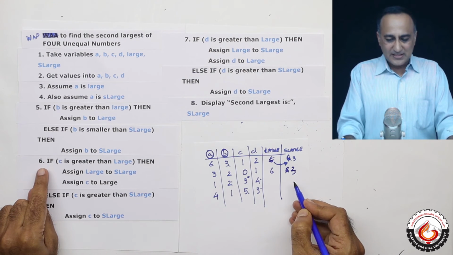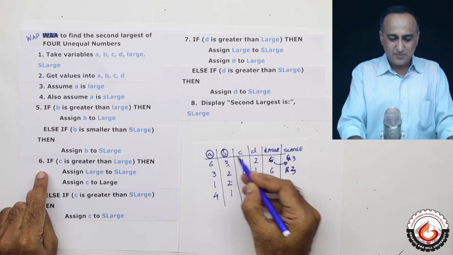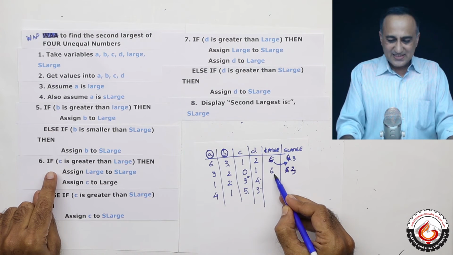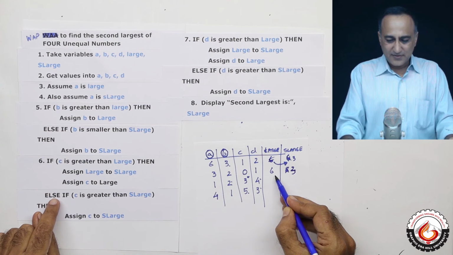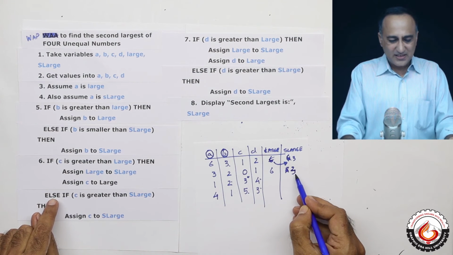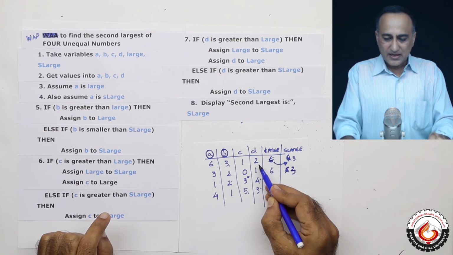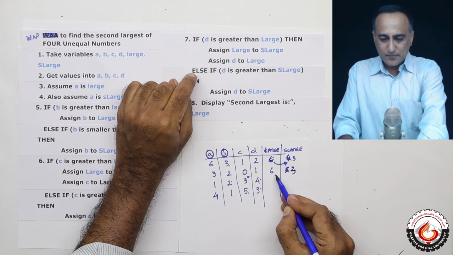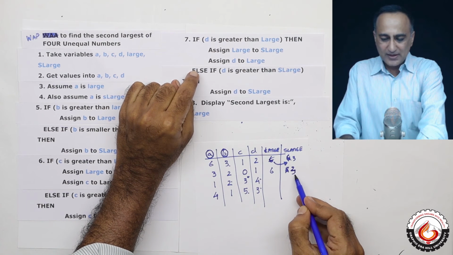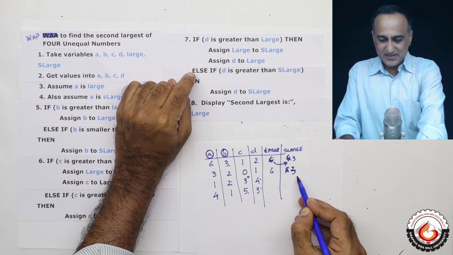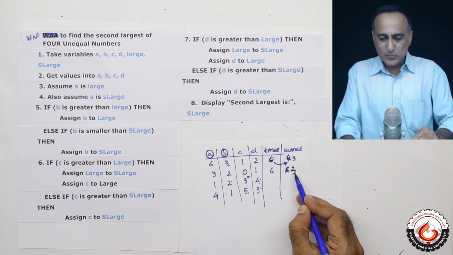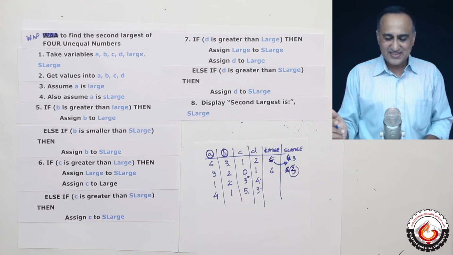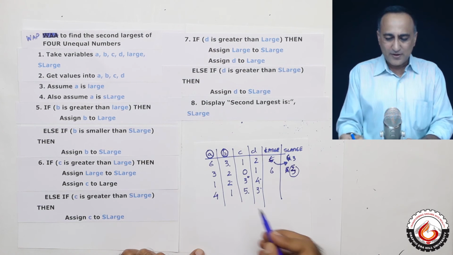Then I come to the next step. I am done processing A, I am done processing B. Let me look at C. Is 1 greater than 6? No. Else if, is 1 greater than 3? No. So I don't worry. Then I come to D, which is 2. Is 2 greater than 6? No. Is 2 greater than 3? No. So at this moment my second large is 3 and it's going to print the output as S large as 3. Now let's take one more different line.